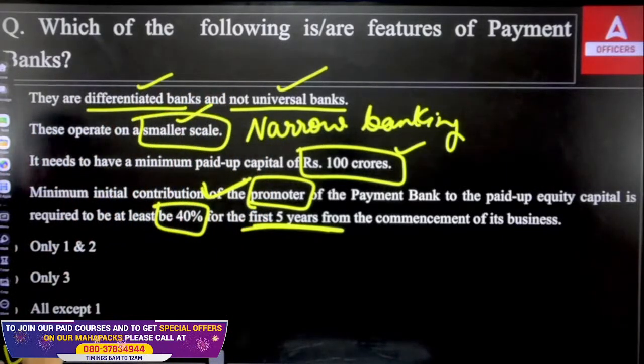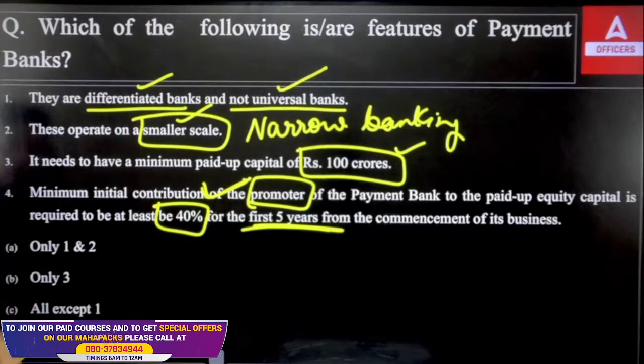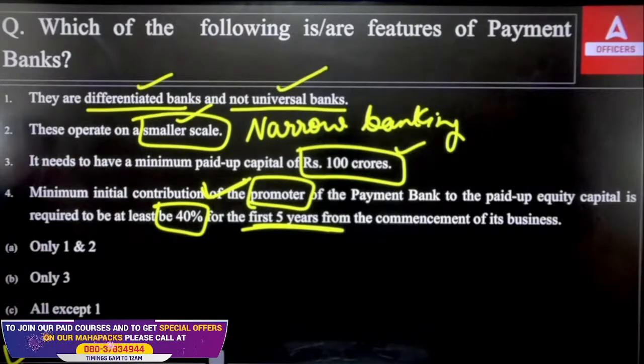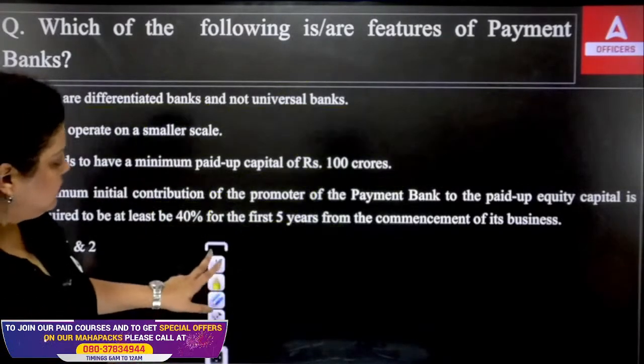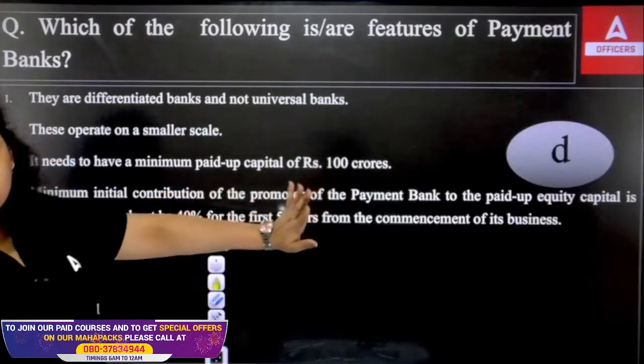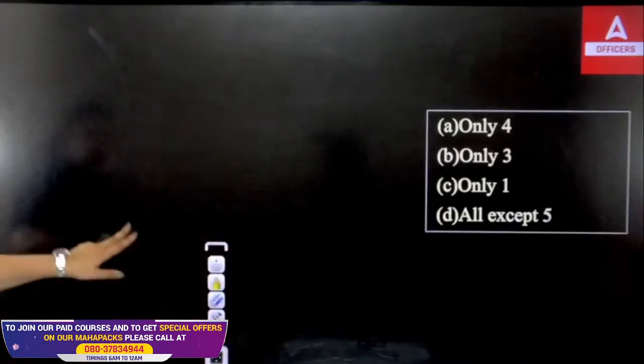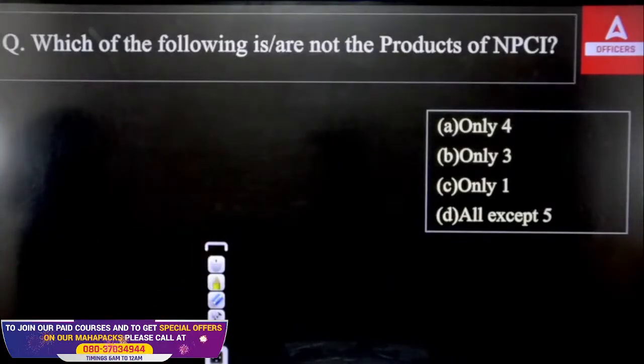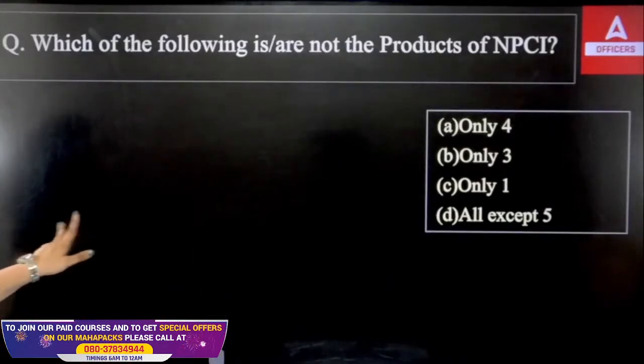It means all are the features of the payment bank. Okay, all are correct. Right answer will be D option. So right answer is what? D option. Clear? Next we have here, which of the following are not products of NPCI?